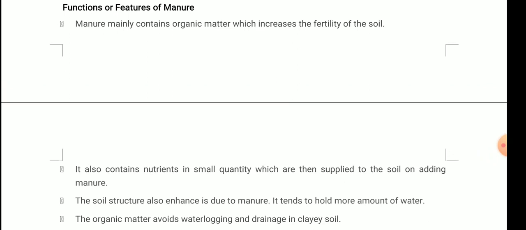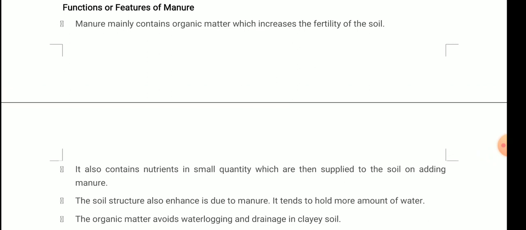They are very important. Again, what are these? The manure mainly contains organic matter which increases the fertility of the soil. Okay, it is rich in organic matter. You know, manure is synthesized from cow dung, etc., and with the help of earthworms it converts into the manure. It contains nutrients in small quantity which are then supplied to the soil on adding manure. The manure is added into the soil and from there the plants take up that nutrient.